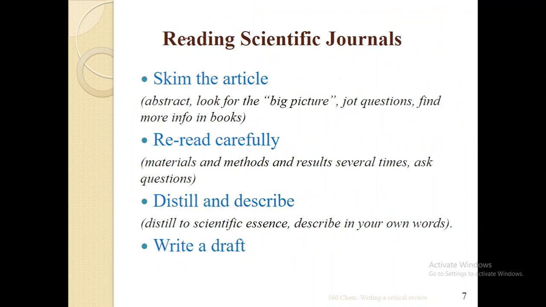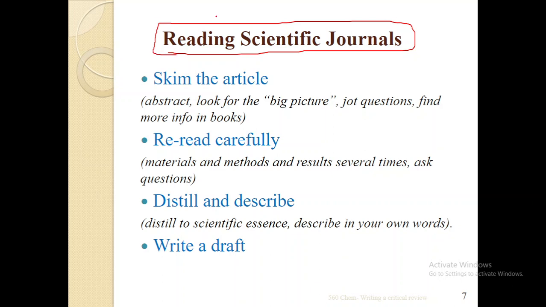Now, whenever you are reading scientific journals, you should know how you should be doing that. When you are reading scientific journals, you need to skim the articles. Instead of reading the whole article, you should skim it. You can just read the abstracts. You can look for the big picture, the key questions, and you can then find more information about that in the books. And whenever you are reading scientific journals, you need to reread them carefully.